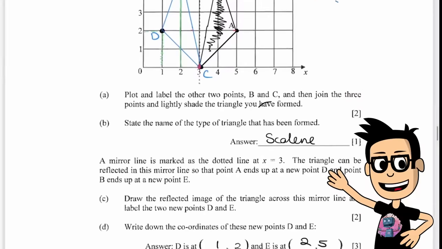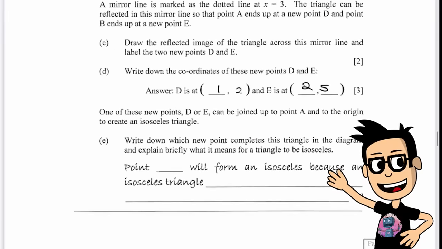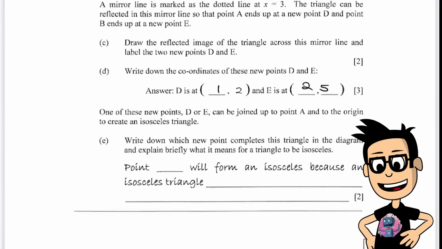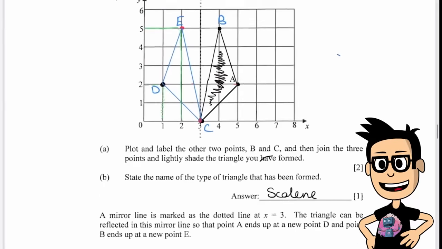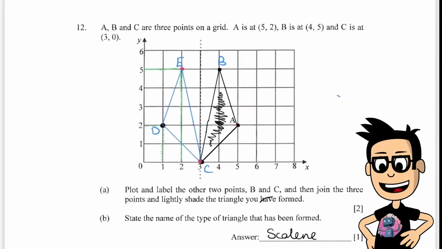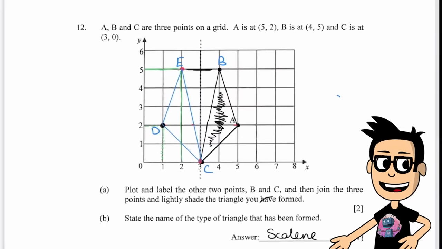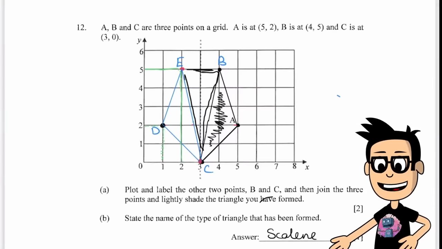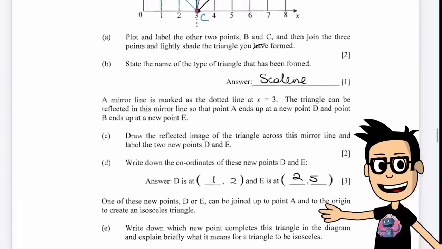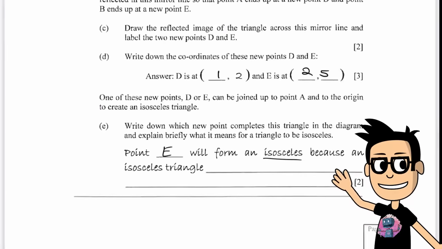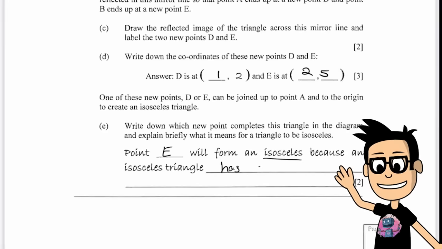You've done great work by coming this far. Let's now move over to the final part. And this one states to write down which new point completes this triangle in the diagram and explain briefly what it means. So firstly, we know it's going to form an isosceles, but which one will? So if we take a look at this, we know it's going to be point A, where you can have a triangle here, just a rough sketch in between the two scalene triangles, and that's your isosceles. So point E will form an isosceles because an isosceles has two sides of equal length.